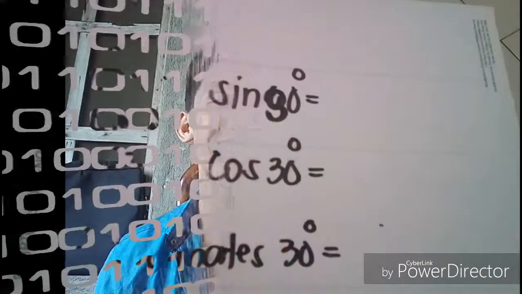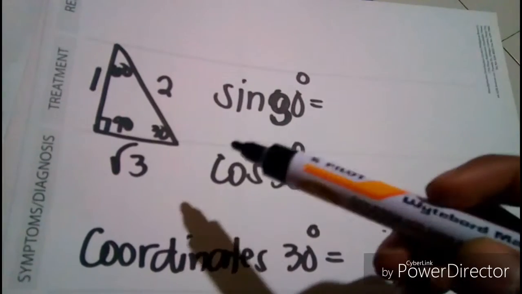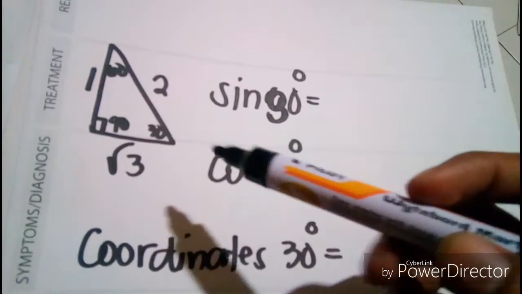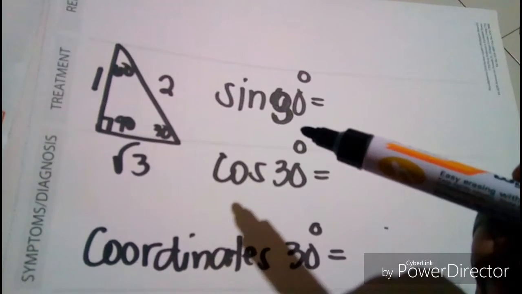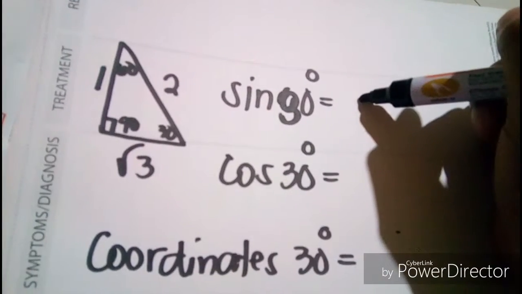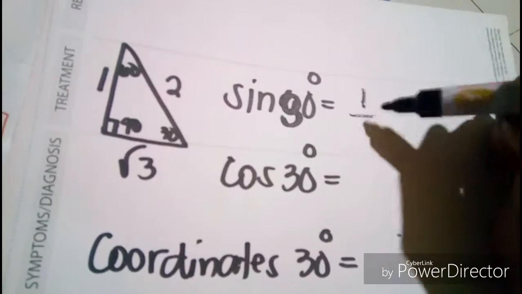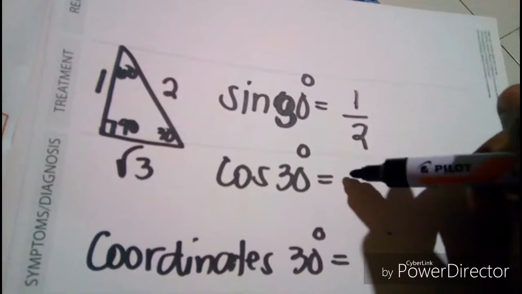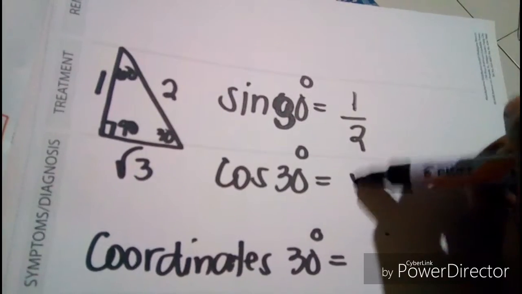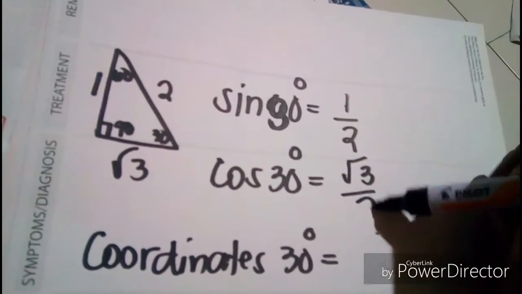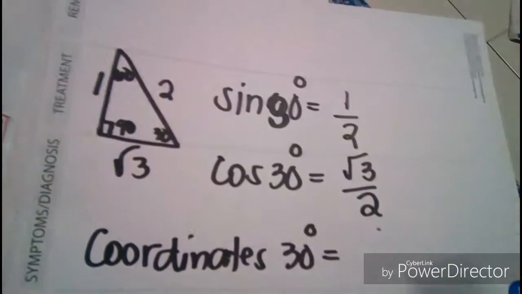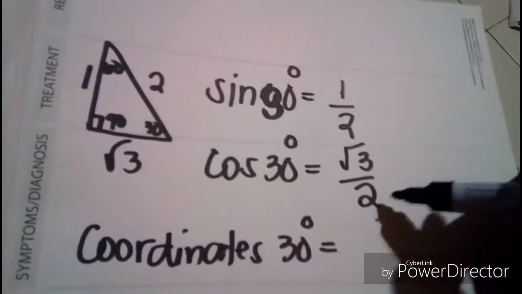Same thing that you are going to do to get the coordinates of the other angles. You only need SOHCAHTOA in order to locate its coordinates. So sine 30 degrees is equal to the opposite 1 over the hypotenuse 2. That gives 1/2, and the cosine is equal to the adjacent square root of 3 over the hypotenuse 2. That gives square root of 3 over 2. So the coordinates of 30 degrees are square root of 3 over 2 and 1/2.